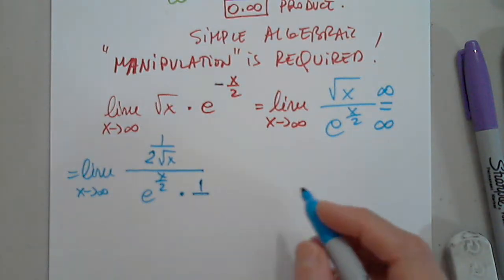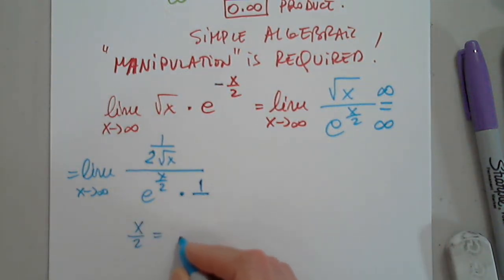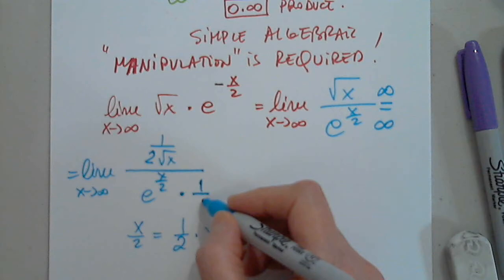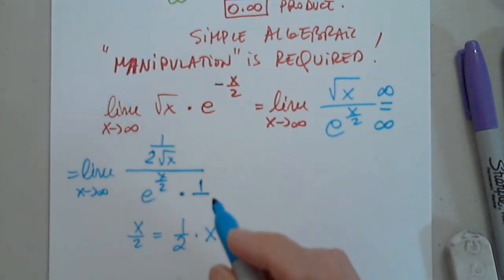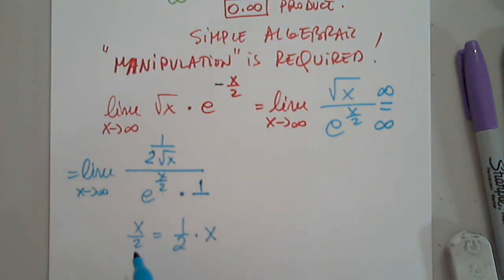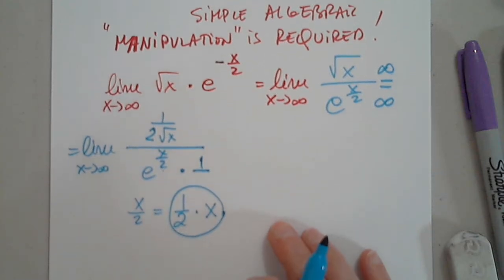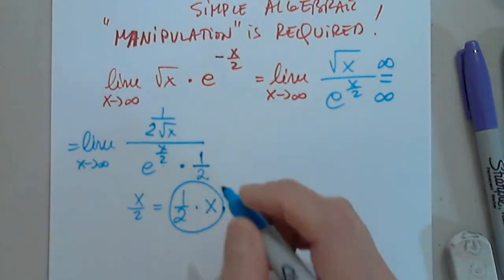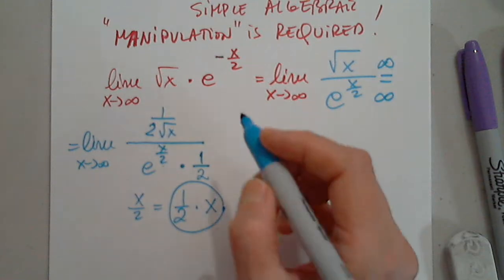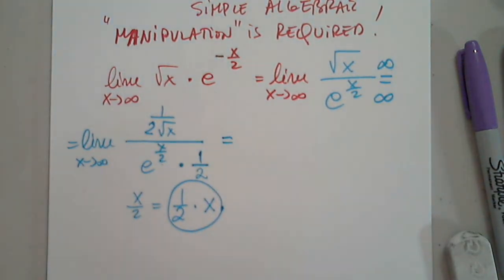So when we differentiate, x over 2 is the same as 1/2 times x. So it's x over 2. Wait, hold up. Say that again. So x over 2 can be rewritten as 1/2 x. Can you differentiate this? Anyone? Half. That's it. So 1 over 2. Good. So now let's rearrange and see what happens.